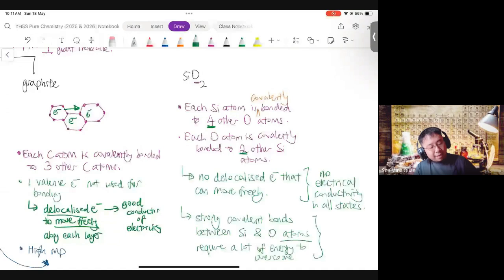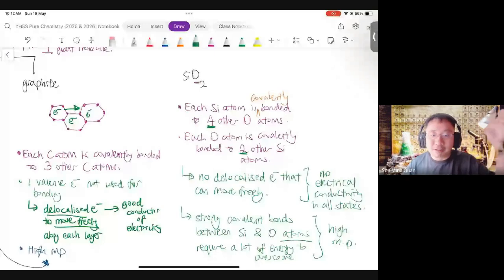So what can this be used to explain? This can be used to explain that silicon dioxide has a very, very high melting and boiling point, of course. Silicon dioxide's melting point is already more than 1500 degrees Celsius. So the boiling point will be even higher than that. Silicon dioxide itself is a compound which has a giant molecular lattice structure.